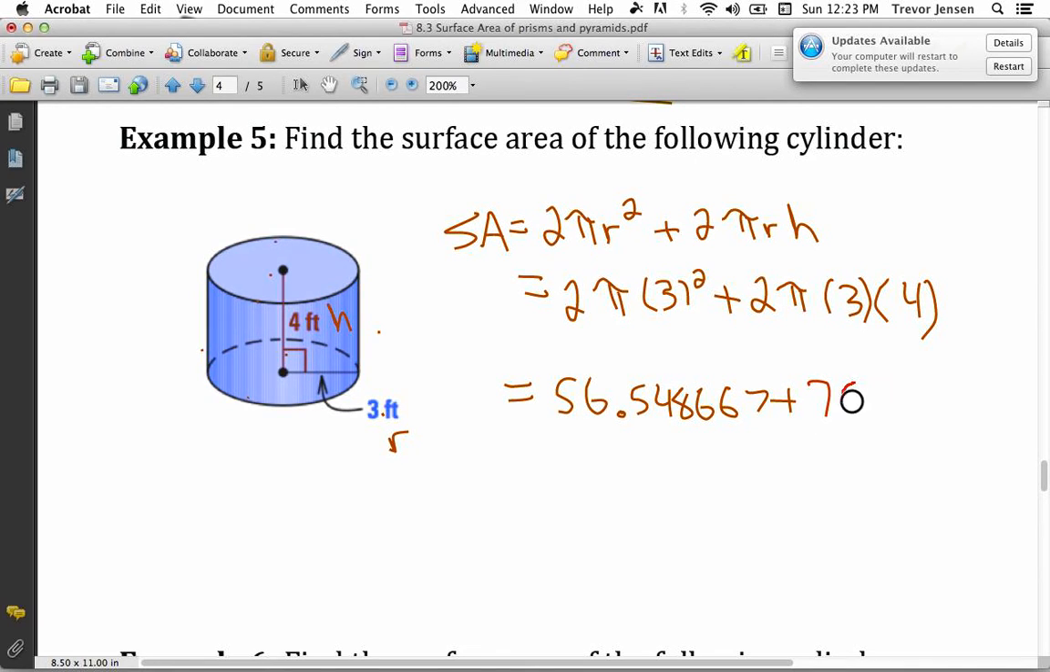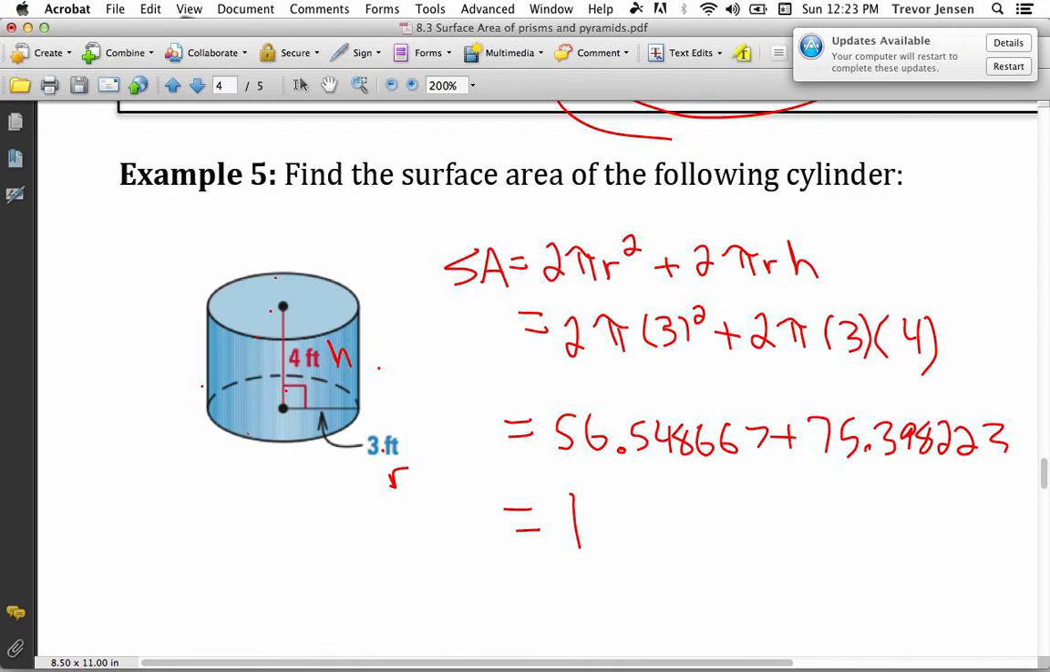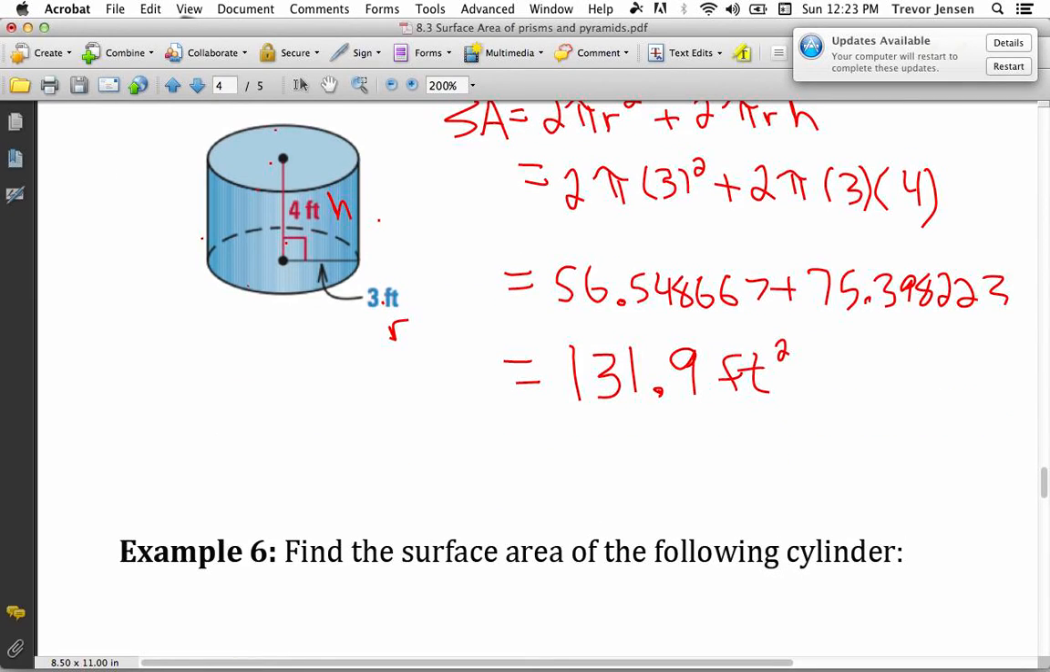75.398, and so on. I'm not going to round yet. Now I need to actually add these 2 things together. And now I can round my final answer. I'll round to the nearest tenth. I get 131.9 if I round it to the nearest tenth. And I'm in feet squared. So that'd be my final answer. That's the surface area of that cylinder.